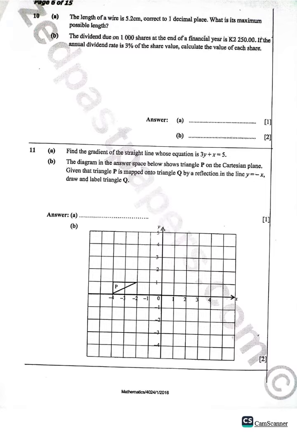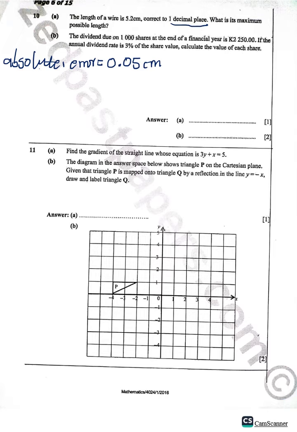The length of a wire is 5.2 centimeters, correct to 1 decimal place. What is its maximum possible length? So now here the condition is, if you are given a question like this one and you have been given the statement of 1 decimal place, the absolute error for 1 decimal place is 0.05 centimeters. So you need to keep this in mind.